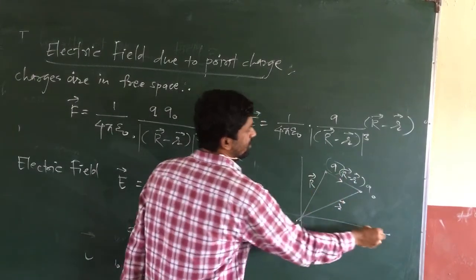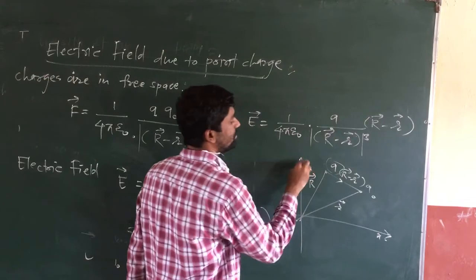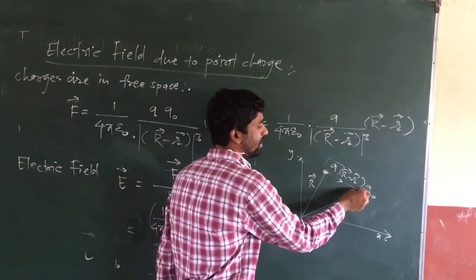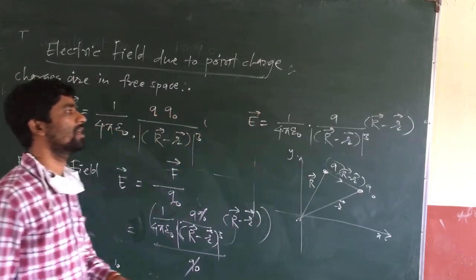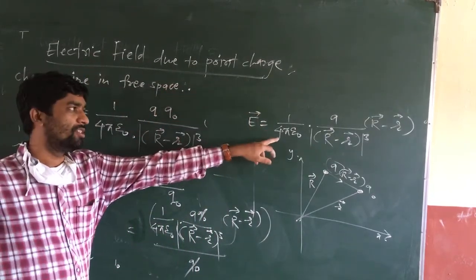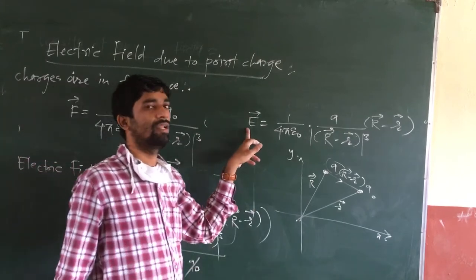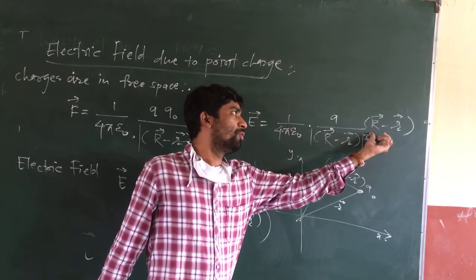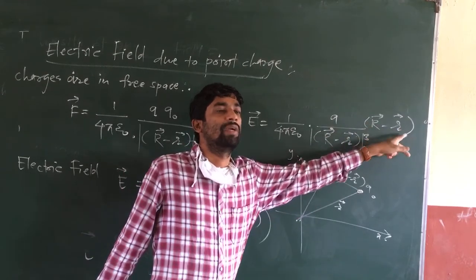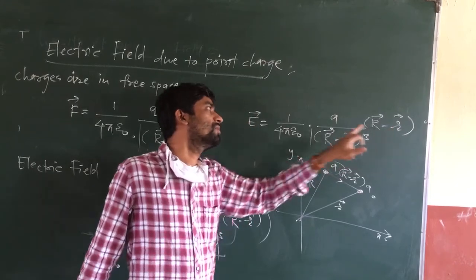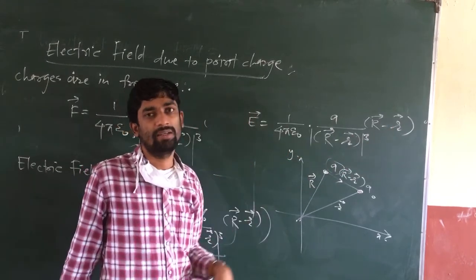This is your X axis, and this is your y axis, and this one is your source charge and this one is your test charge. So this expression gives you the electric field due to the point charge. And what is the direction of the electric field? The electric field direction is along the direction of the position vector, and this is the direction of the force. The direction of the force and the direction of the electric field are both the same.